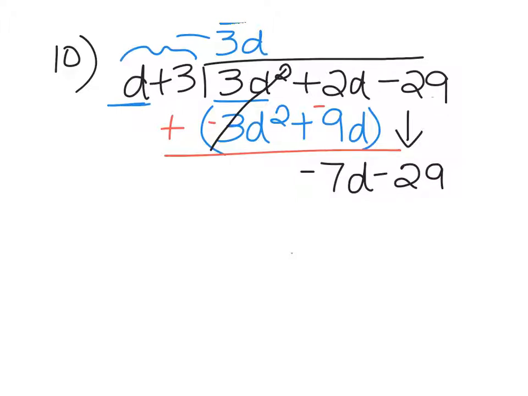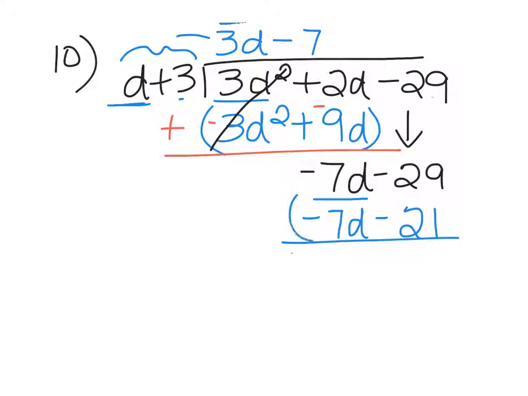That d term goes into the negative 7d. What would I need to multiply to get that negative 7d? I would have to multiply by negative 7. So negative 7 times d is negative 7d, and negative 7 times 3 is going to be negative 21.